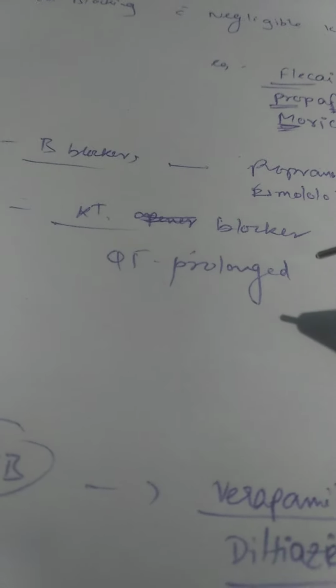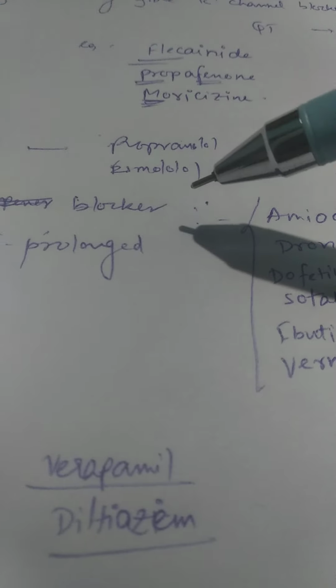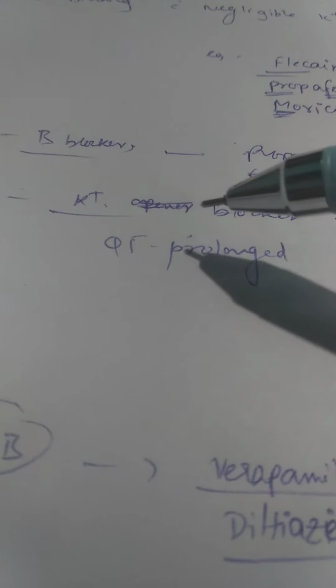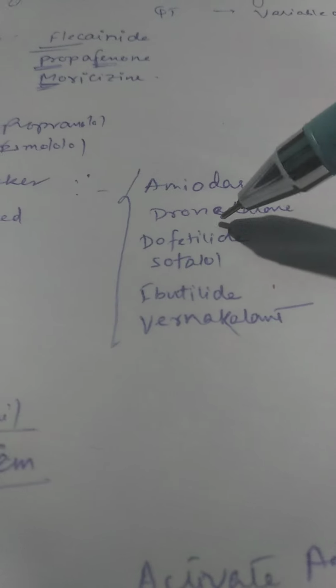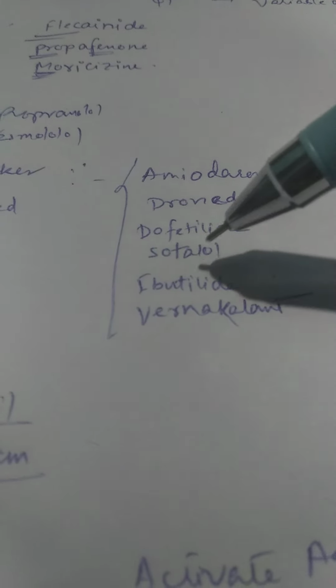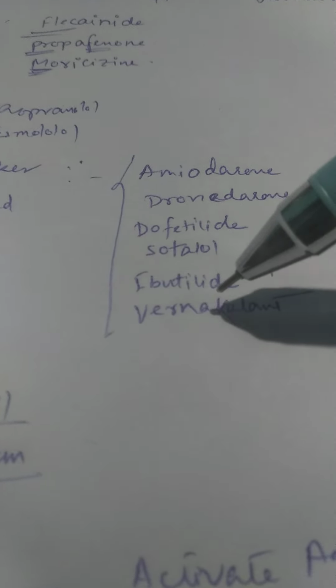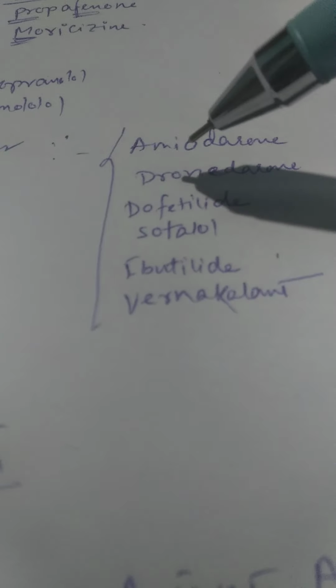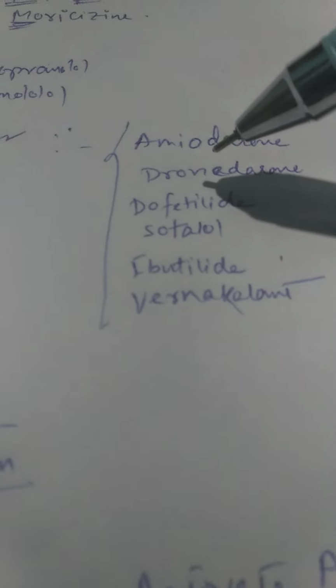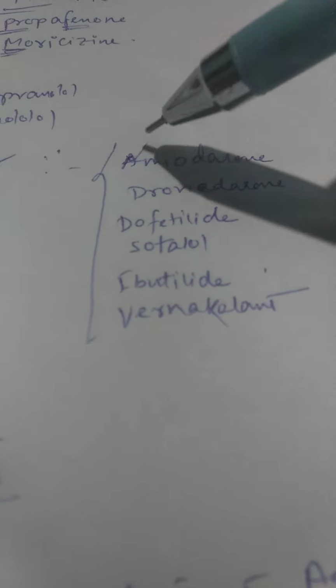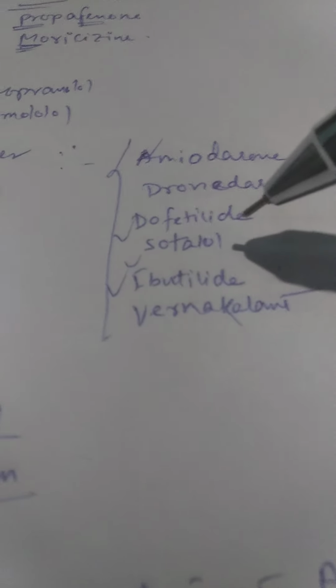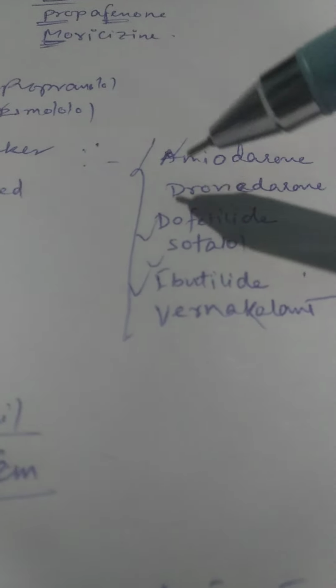It is very easy to remember. Class 2 drugs are the beta blockers, propranolol and esmolol. Class 3 drugs are the potassium channel blockers. Since these drugs are potassium channel blockers, again QT is prolonged here. Potassium channel blockers are amiodarone, dronedarone, dofetilide, sotalol, ibutilide and vernakalant. These are very important drugs. They will be asking questions on amiodarone, sotalol, ibutilide. These three are very important. They may also ask about dofetilide. These are class 3 drugs.